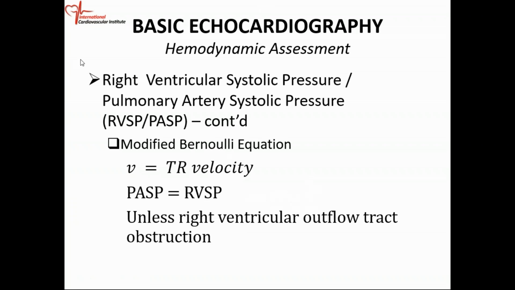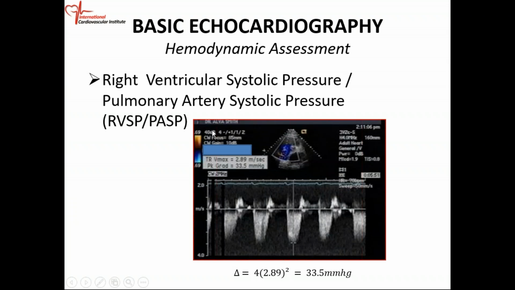So I just showed you how to get the right ventricular systolic pressure. Another very important concept is that if you don't have any obstruction at the right ventricular flow tract or across the pulmonic valve, then your pulmonary artery systolic pressure is going to equal the RV systolic pressure. As long as you don't have any obstruction at the right ventricular flow tract or across the pulmonic valve, that is correct.